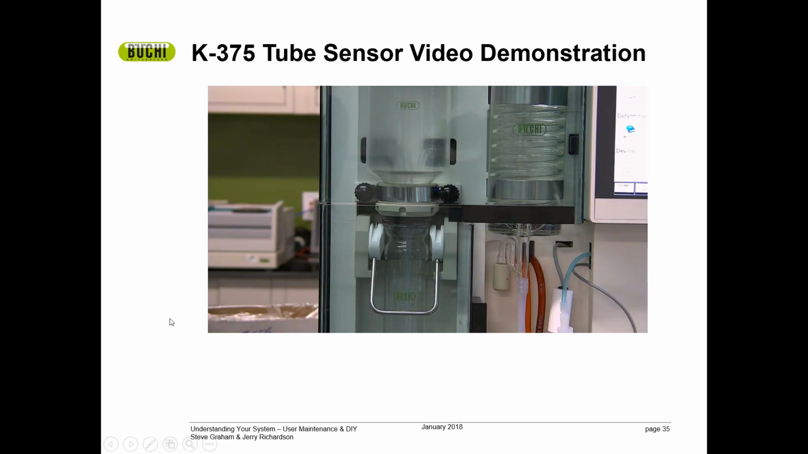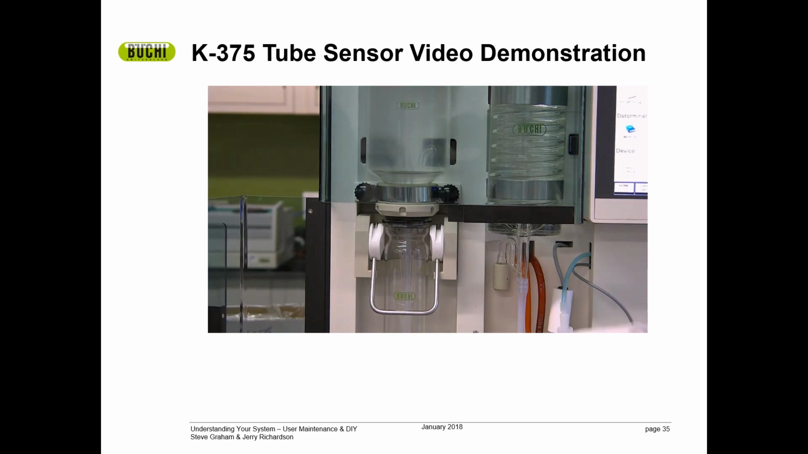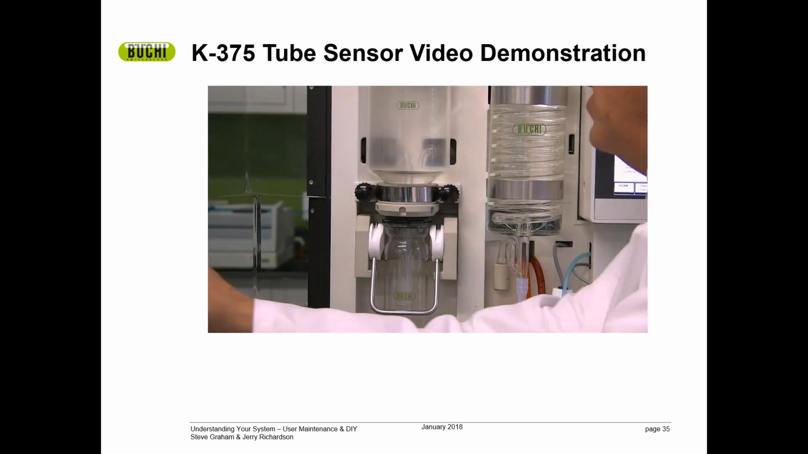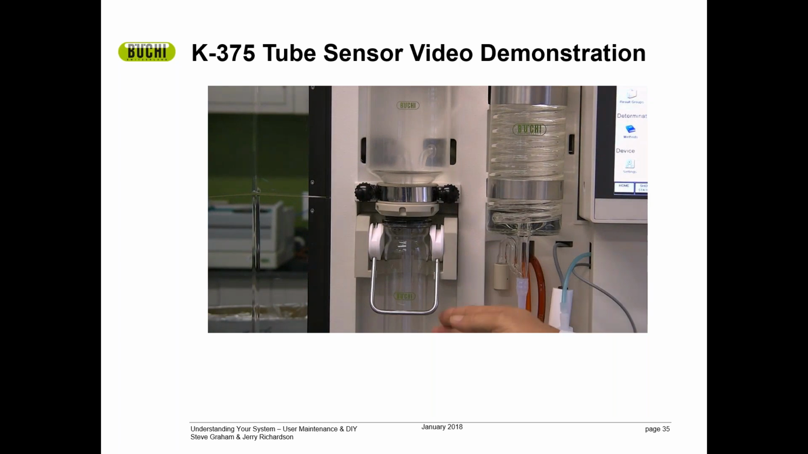The sensor for the sample tube. Quite often, we have customers that call us and say, we have the sample tube on the system, but I'm getting an error saying the sample tube is not on the system. Obviously, I can see that the sample tube is on the system. So the reason for that is the actual sensor for the sample tube.